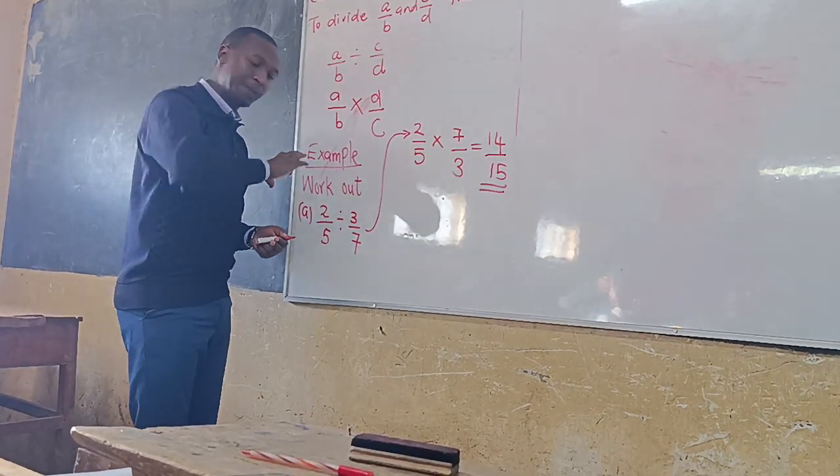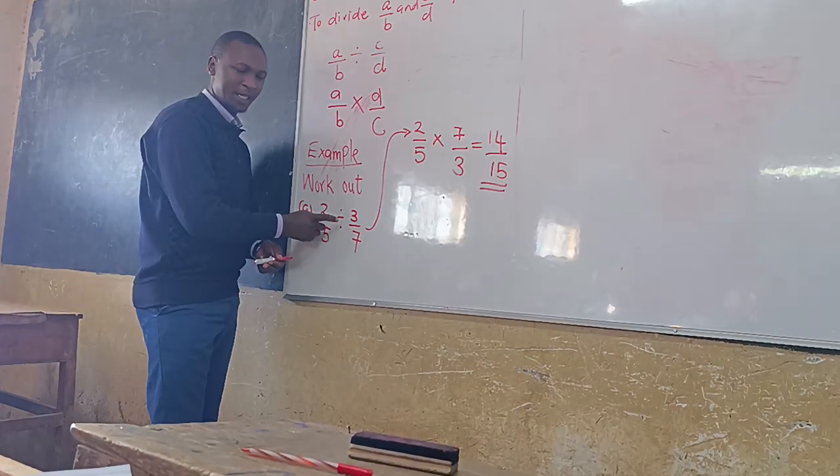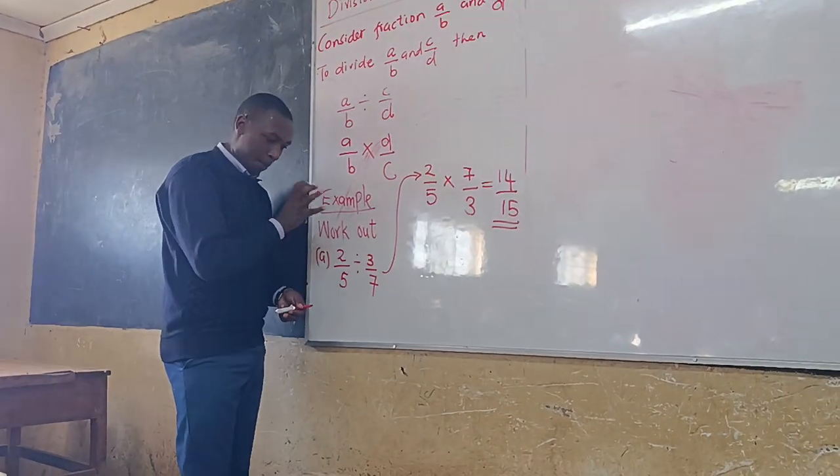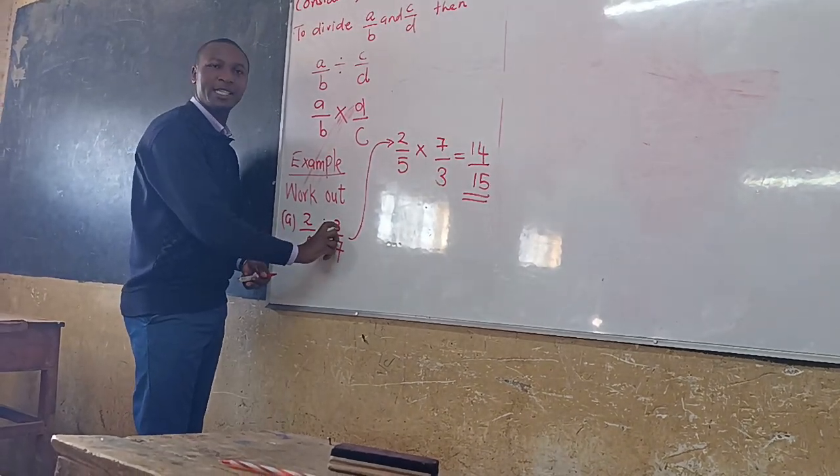Now, the only problem with this question is you change this to multiplication. But the moment you change this division to multiplication, you have to find the reciprocal of this number. Unaelewa?